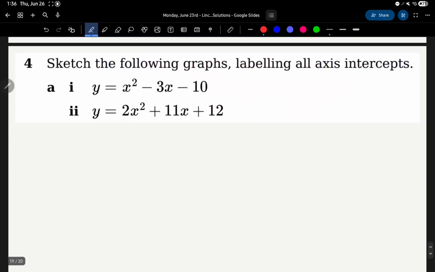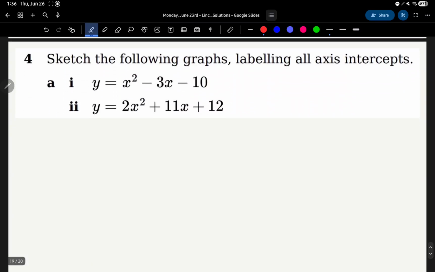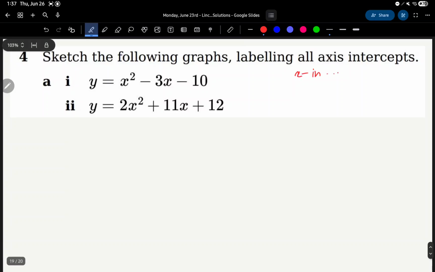Next, we have: sketch the following graphs labeling all axis intercepts. So, okay, sketching the following graphs labeling all axis intercepts, we're talking about the x-intercept, the y-intercept, right?